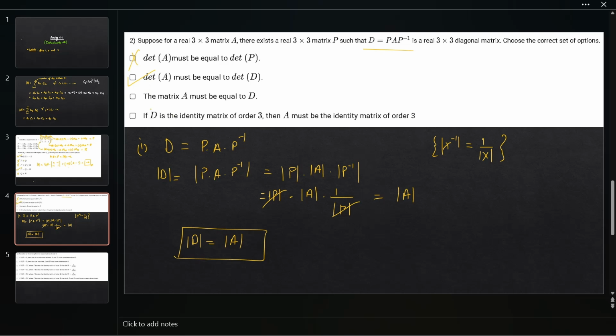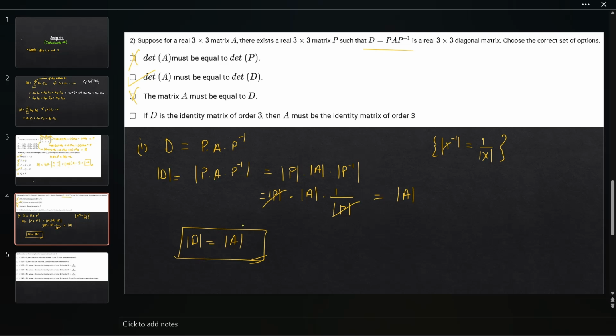Now, option 3 says the matrix A must be equal to D, which is incorrect. Here we have seen the determinant of both the matrices must be the same, but it does not mean that both the matrices must be equal to each other. Because we can have multiple examples, as we have seen in week 1 as well, that if the determinants of two matrices are equal, that does not guarantee that both the matrices are equal to each other.